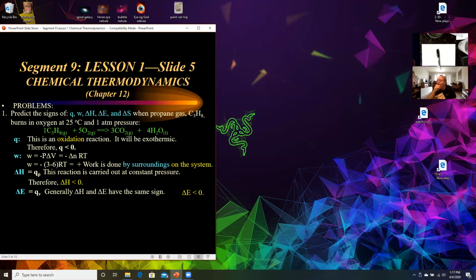I can't. All right. Now, delta S is entropy, a change in entropy. The entropy change that takes place is going to be the same sign as delta N. So delta N up there was negative, and so delta S is also going to be less than 0.